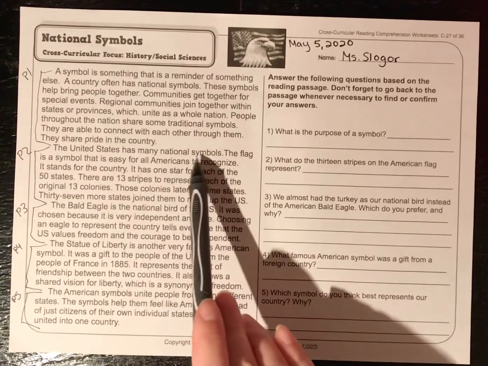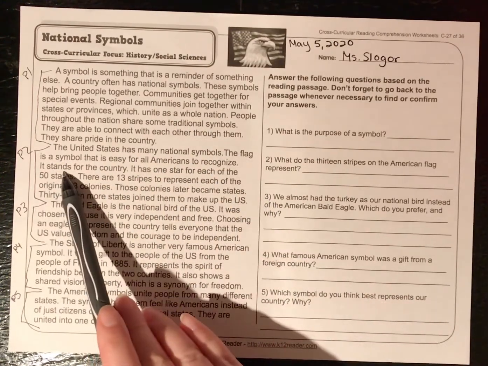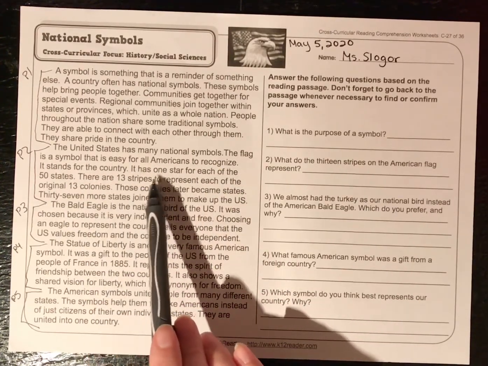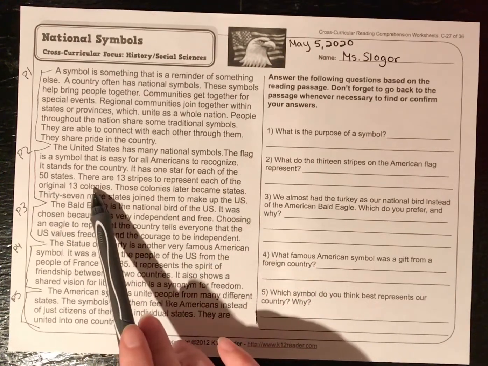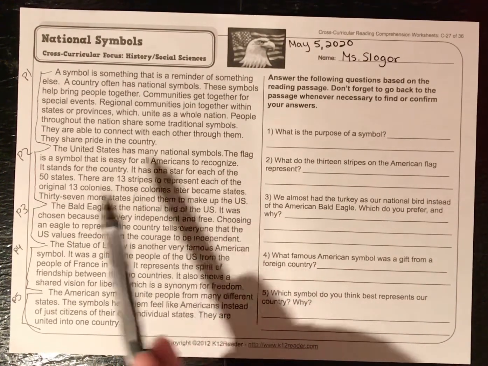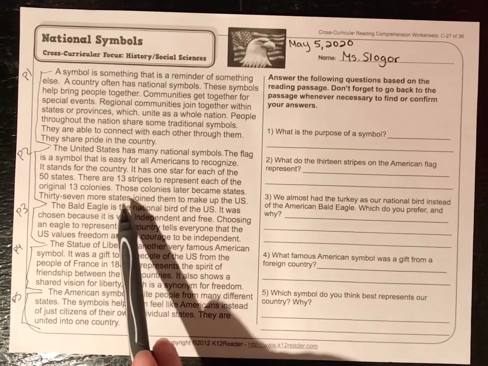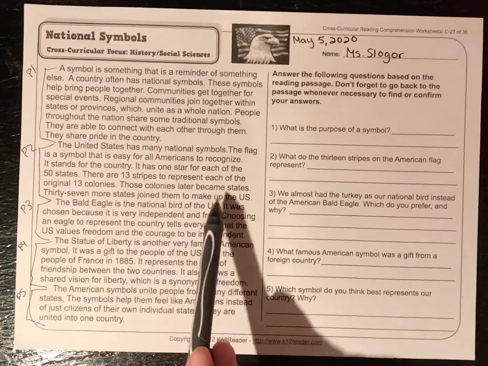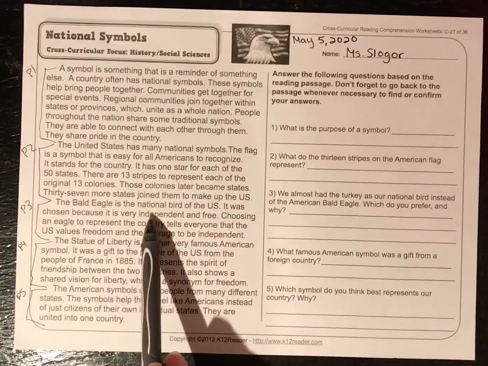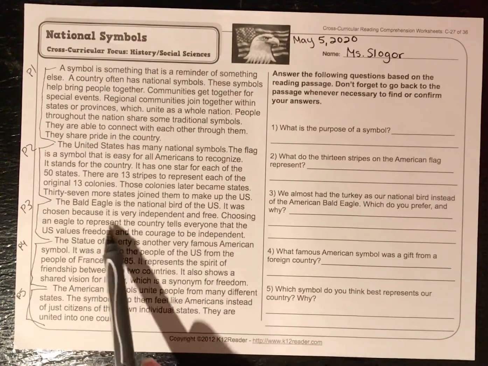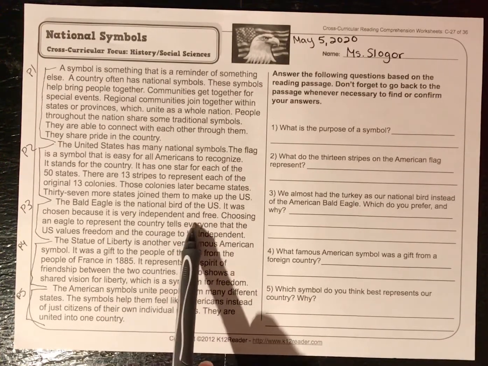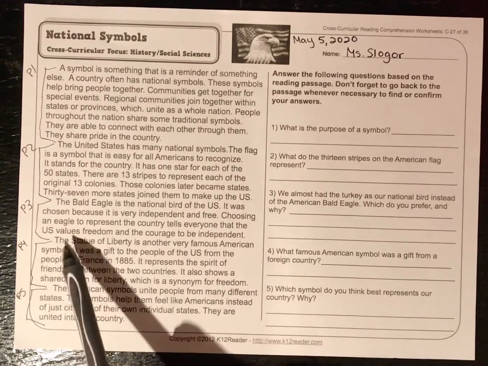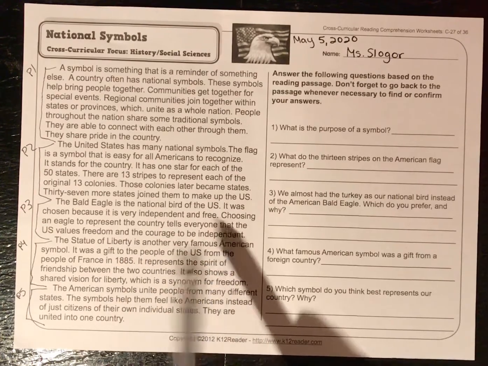The United States has many national symbols. The flag is a symbol that is easy for all Americans to recognize. It stands for the country. It has 1 star for each of the 50 states. There are 13 stripes to represent each of the original 13 colonies. Those colonies later became states. 37 more states joined them to make up the U.S. The bald eagle is the national bird of the U.S. It was chosen because it is very independent and free. Choosing an eagle to represent the country tells everyone that the U.S. values freedom and the courage to be independent.